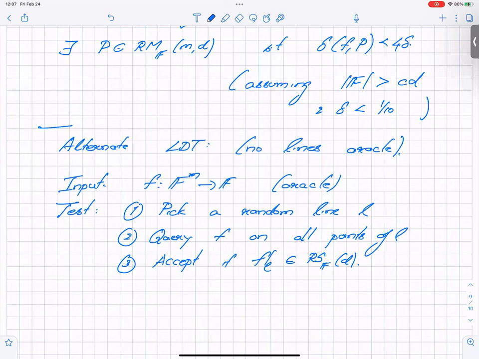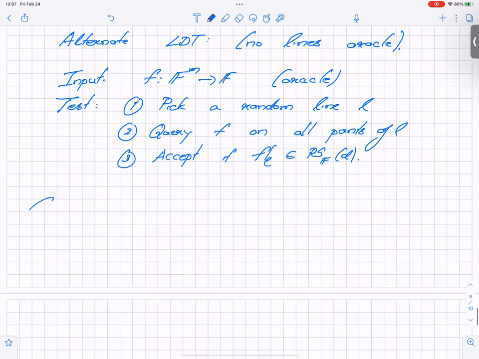Isn't this exactly the same algorithm as before? There you didn't query on all points of the line, you queried only on d plus 2 points. The original Friedl-Sudan had an additional test which did this. We didn't analyze this in lecture, but this test is from Friedl-Sudan. What I want to say, let's look at the completeness, which is trivial.